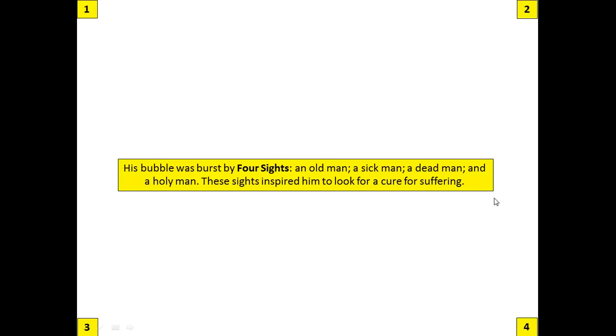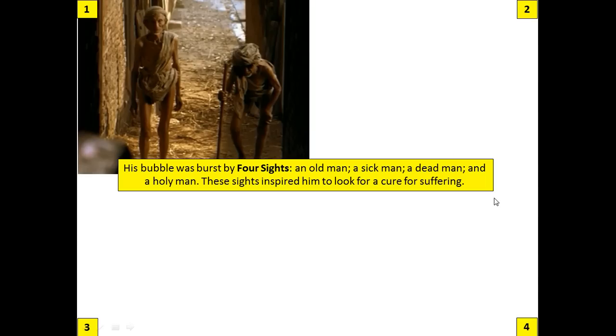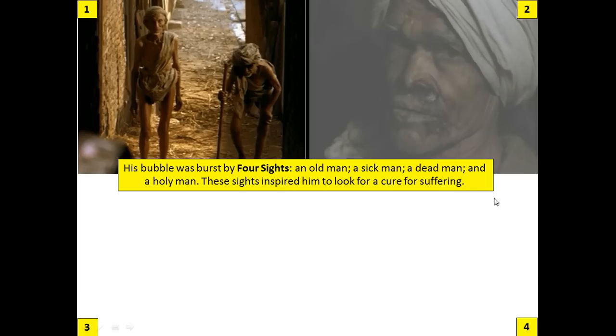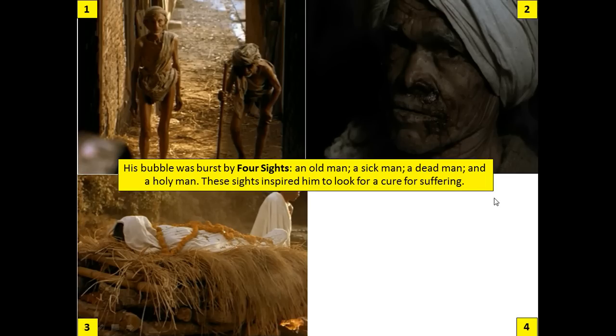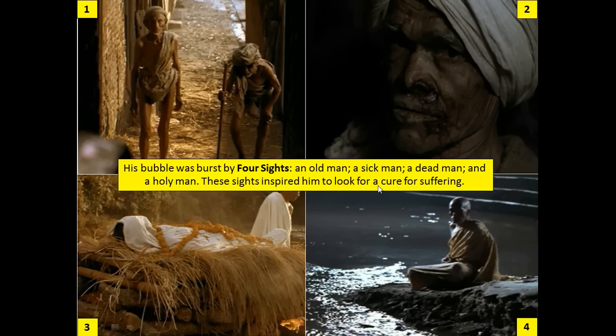And then his bubble was burst by four sights. Those four sights are an old man, a sick man, a dead man, and a holy man. Now, before I go on, I just want to emphasize this. The four sights are different from the Four Noble Truths. The four sights are the things that Prince Siddhartha saw. The Four Noble Truths is what the Buddha taught.